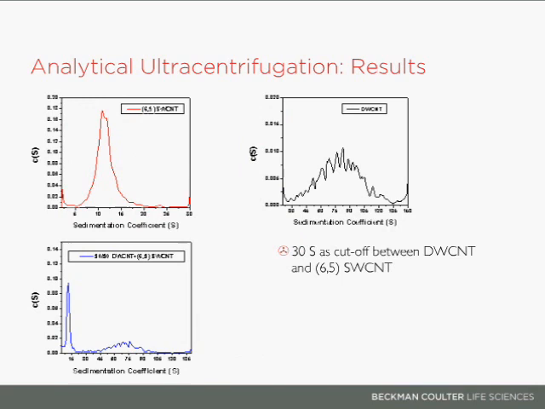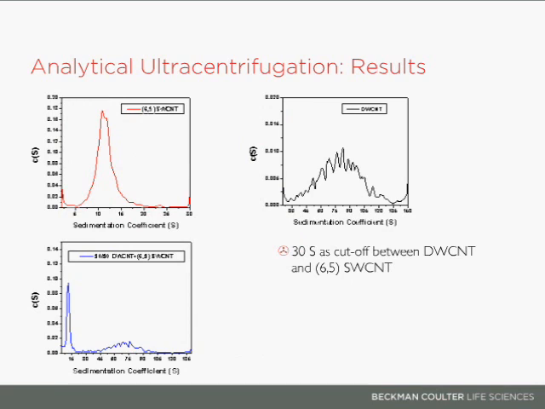With double-wall carbon nanotubes, the peak is between 75 to 80 Svedbergs, and there's a number of species, so there probably is some aggregation of one double-wall nanotube with another one due to poor surfactant coverage. And both of these were coated with sodium cholate, 1% sodium cholate solutions. But you see there's really no species with sedimentation coefficient less than 30 Svedbergs. So we chose 30 Svedbergs as the cutoff between single-wall and double-wall.